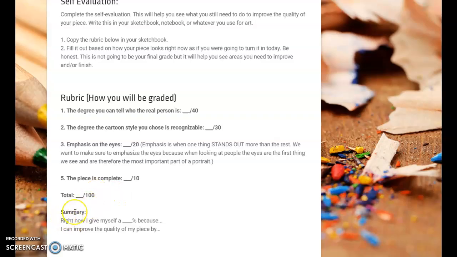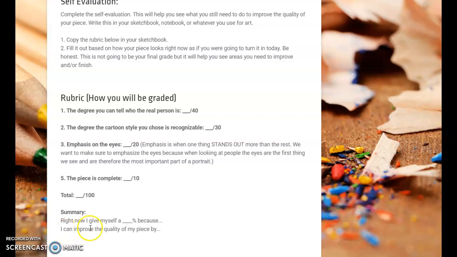All right, awesome. So if we're going to do our summary now, you're going to write these 2 sentences and finish them in your sketchbook based on the rubric. So the total right here, you're going to put that number right here. So right now I give myself, let's say you gave yourself a 0 here and a 0 here, so you're at a 70. So right now I give myself a 70 because my eyes are just mapped out right now. There's no emphasis on them and my piece is unfinished, right? You took two things directly from the rubric, kind of just explaining why you don't have 100.